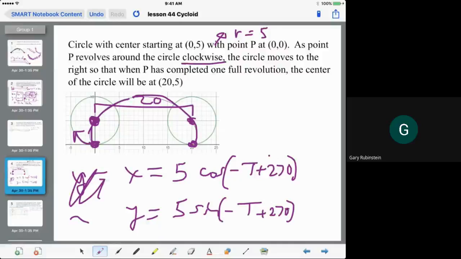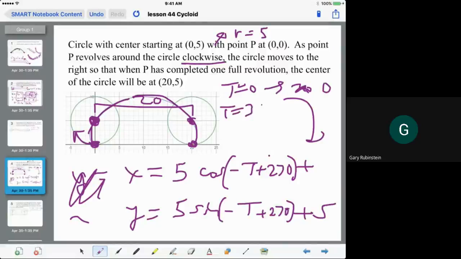Now I see there from Z, the y value is plus 5. The center always has a y coordinate of 5. But how about the x coordinate? Because that's going to depend on t. How are we going to get it so when t is 0, what comes after this plus will equal 0, but when t is 360, that thing will become 20? And I see there from Willis, 20 times t over 360. And that's the answer to this question.